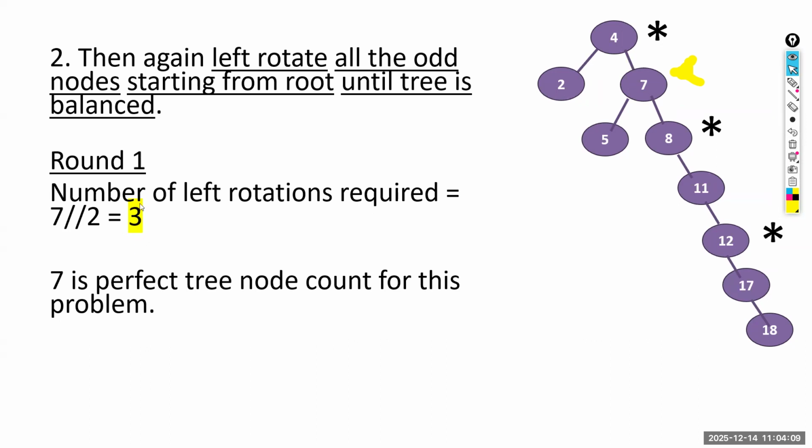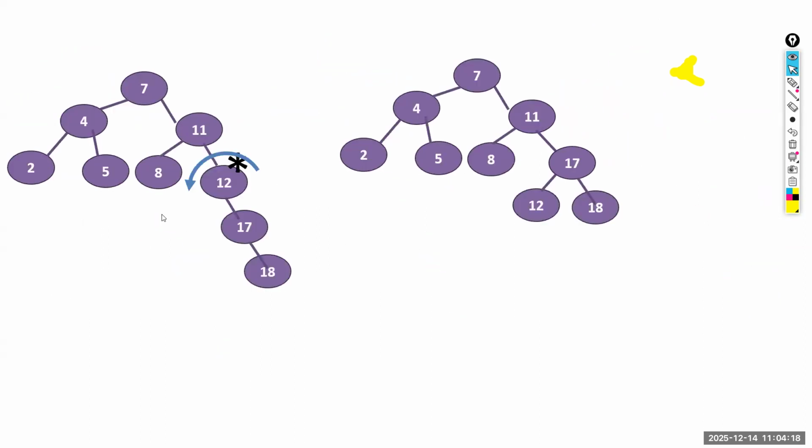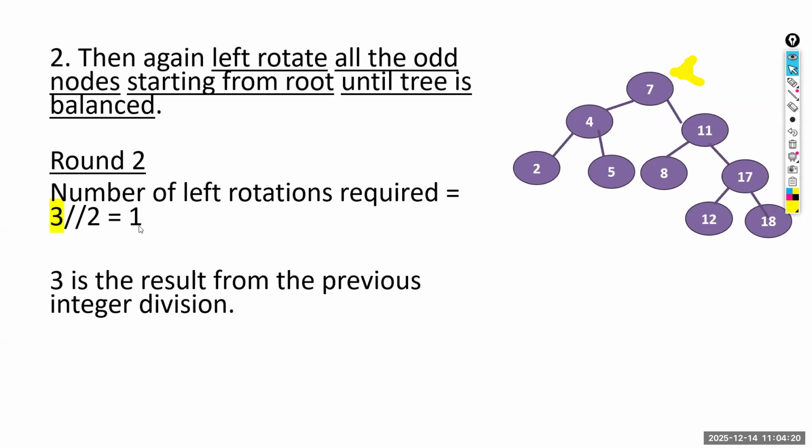So this 3 is used. This 3 means after these rotations, we need to do another rotation because 3 divided by 2 will be 1. But once you get to 1, that means you don't need further rotations. This is going to be your last rotation. Okay.